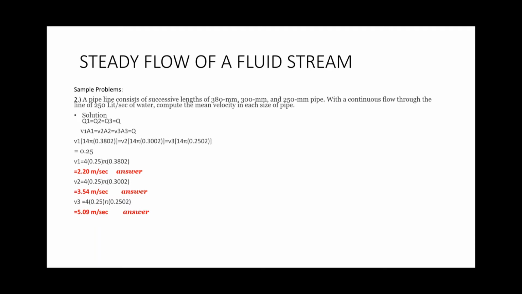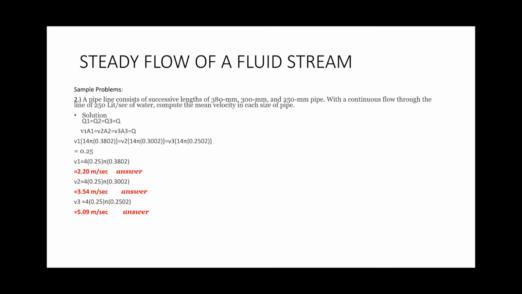First, we will write down the formula, which is Q1 equals Q2 equals Q3 equals Q. V1A1 equals V2A2 equals V3A3 equals Q. Then substitute. V1 equals 4 multiplied by 0.25 over pi multiplied by 0.380 squared. The first answer will be 2.20 meters per second.